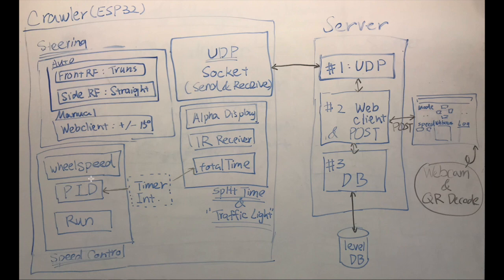On the speed control side, we also have the PID part, which is connected to the timer interrupt. So we're using PID in both manual and auto mode. And the wheel speed function is the one that gets the wheel speed count using the photoresistor mounted on the back wheel of our crawler.